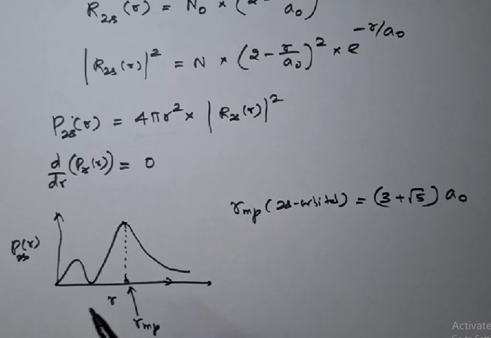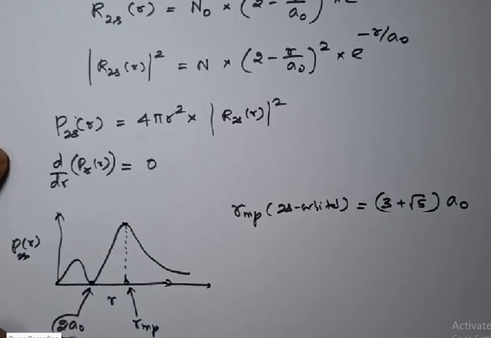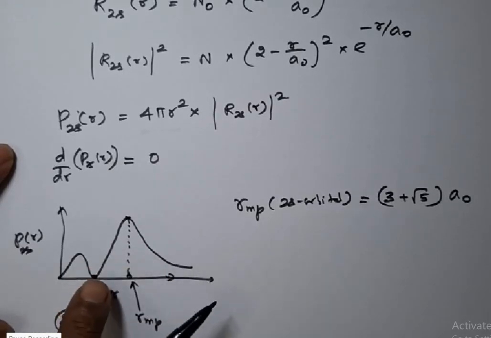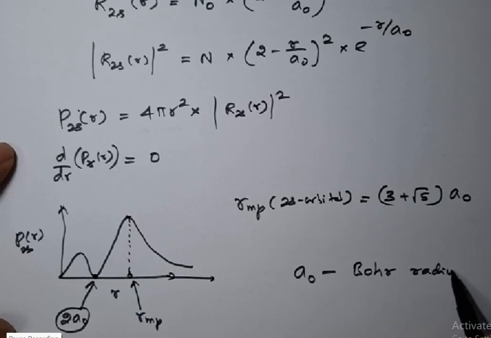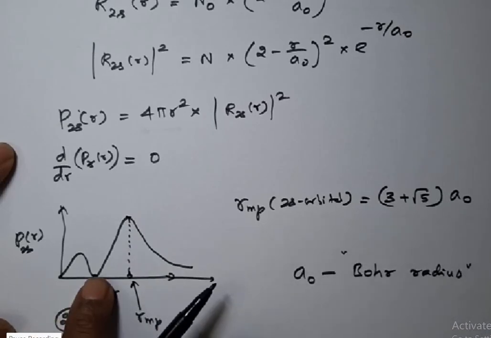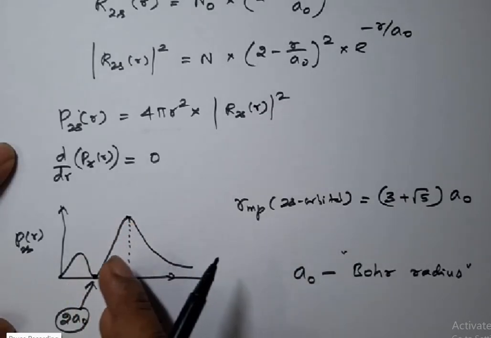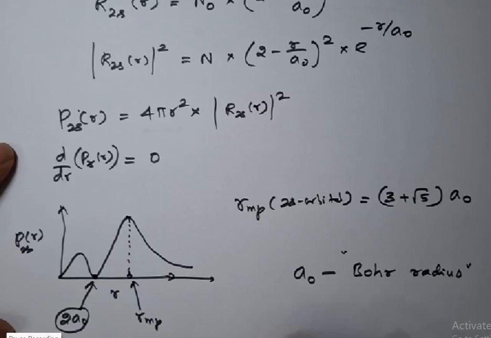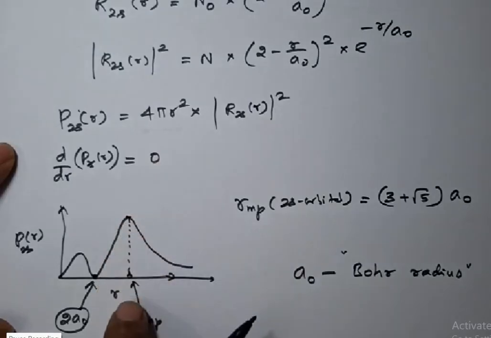This position, where the probability is 0, is nothing but equal to 2 times a naught. So at 2 times a naught, we get a node. So in the 2s orbital, the radial node is present at 2 times the Bohr radius. You know very well, a naught is nothing but the Bohr radius. And what is the RMP? The RMP value is just beyond this node, which is actually 3 plus square root of 5 into a naught. If you differentiate this and put the value equal to 0, you will get this RMP.